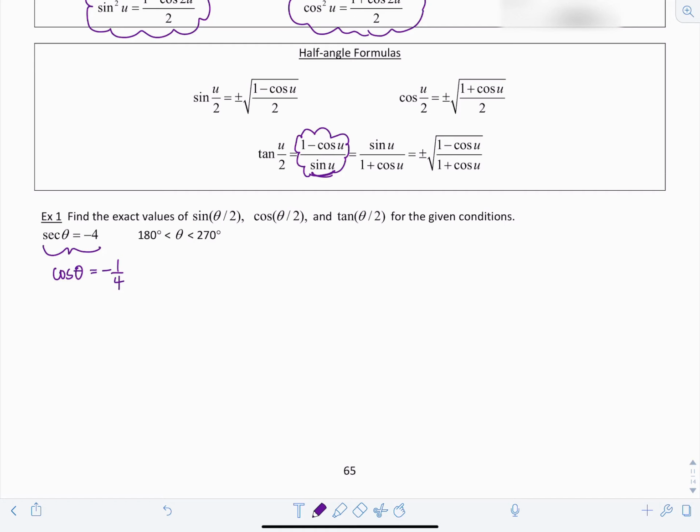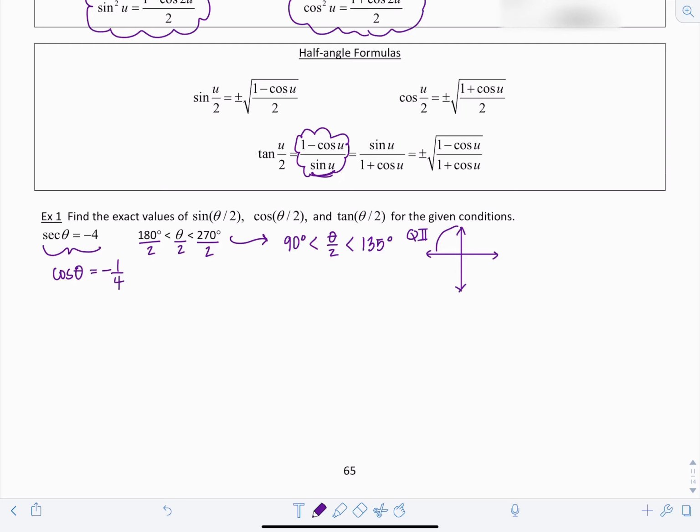And theta is between 180 and 270. So theta is in quadrant 3, but I'm not interested in theta. I want sine of theta over 2, cosine of theta over 2, tangent of theta over 2. So what I'm going to do is divide this whole inequality by 2. And now I have 90 degrees is less than theta over 2 is less than 135 degrees. So let's see here. If theta over 2 is between 90 and 135, which quadrant is it? So between 90 and 135, we're in quadrant 2, okay?